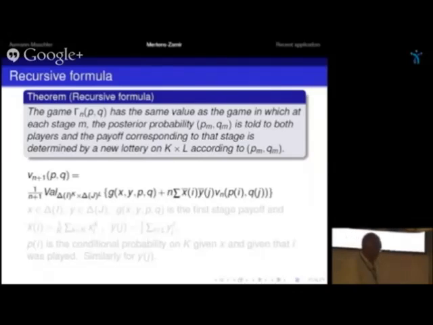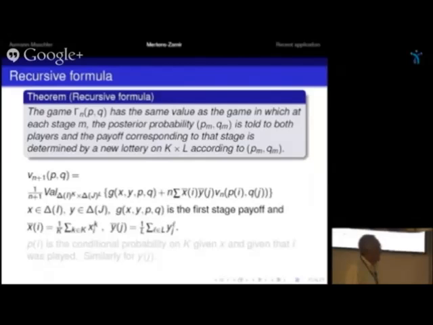And here is the recursive formula. The Vn plus 1 is the value of what game? The game in which in the first stage they choose mixed strategies here. This is the payoff for the first stage, and then they move to another game. Now, what is this? These things need explanation, although it's quite clear. X and Y are the mixed strategies. G is the payoff for the first stage.